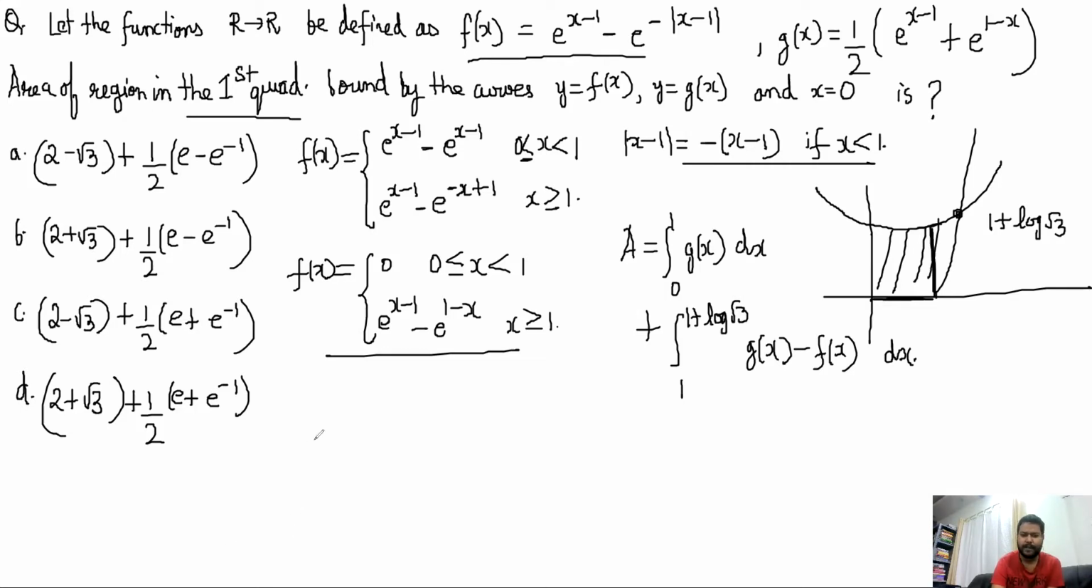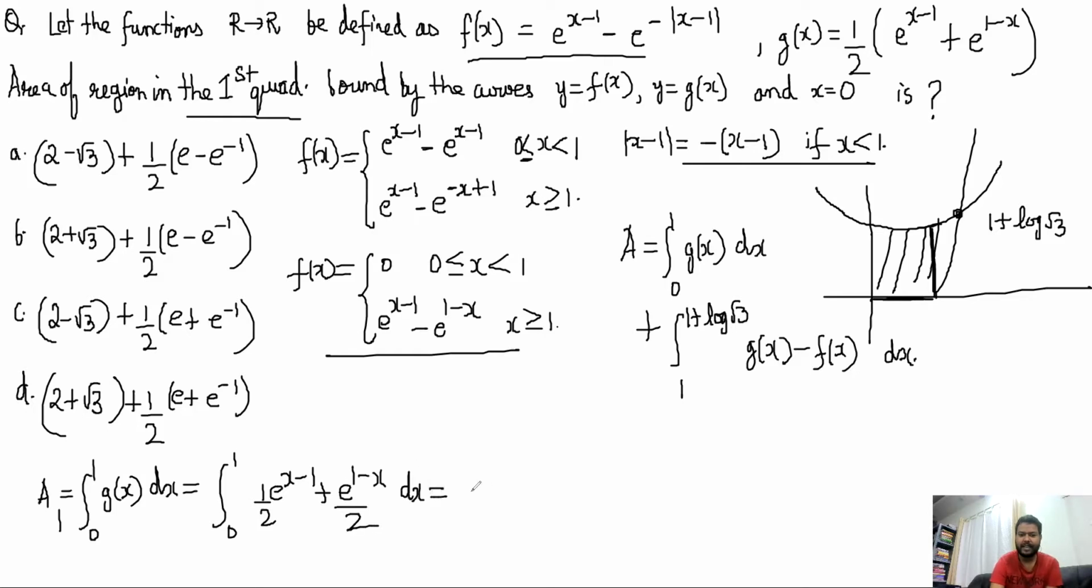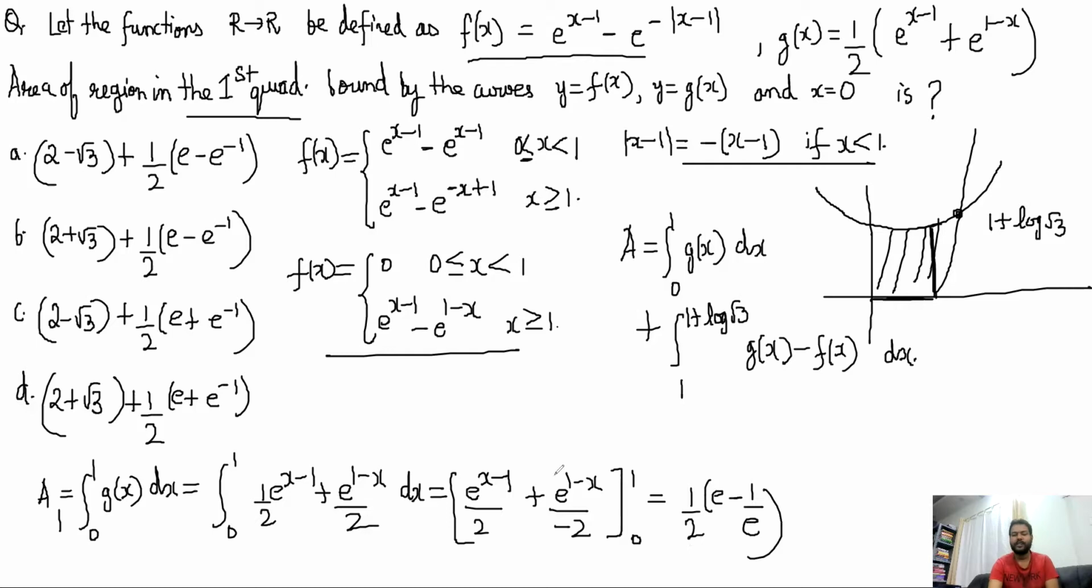So what is coming out? Let's see. Area is equal to 0 to 1 g(x) dx. Let's do this part first. This part becomes 0 to 1, g(x) is half of e power x minus 1 plus e power 1 minus x by 2 dx. This becomes e power x minus 1 by 2 plus e power 1 minus x by minus 2, evaluated from 0 to 1. When you put the values here, this becomes half of e minus 1 by e. So you can put the values yourself. It will come as half of e minus 1 by e.